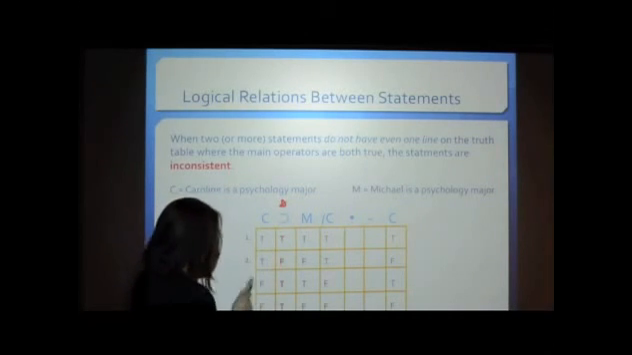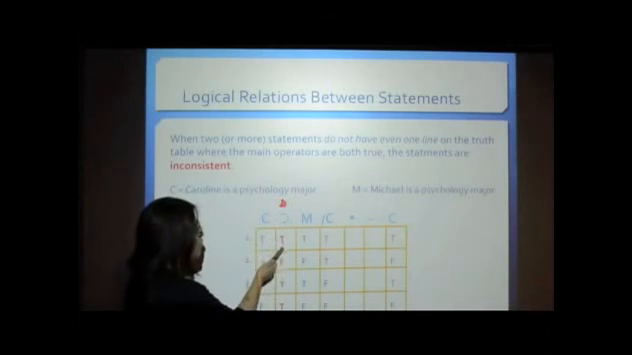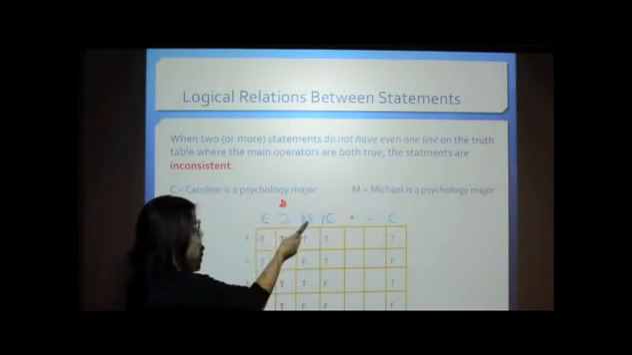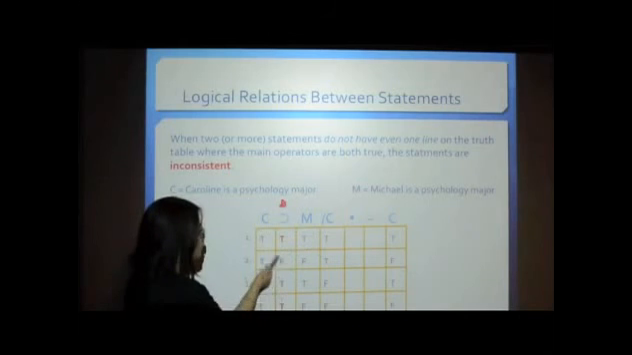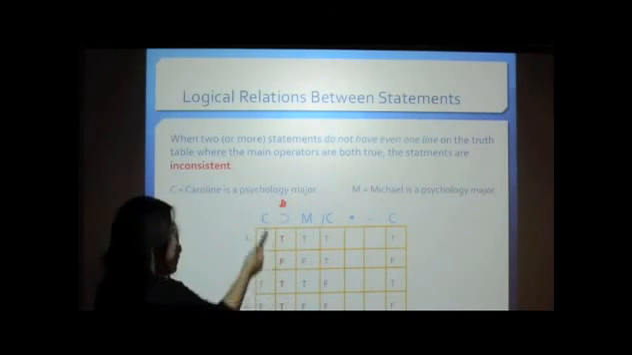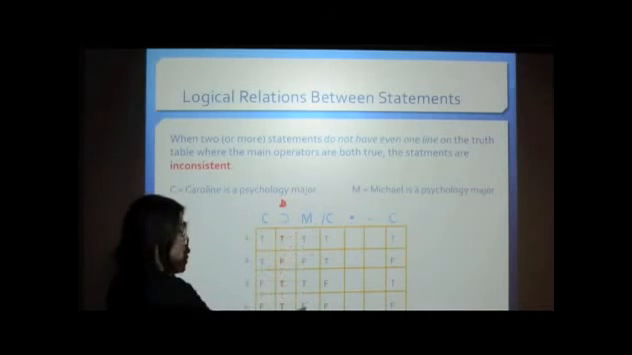This statement is true when the antecedent is true and the consequent is true. It's false when the antecedent is true and the consequent is false. It's true when the antecedent is false and the consequent is true. And it's true when the antecedent is false and the consequent is false.